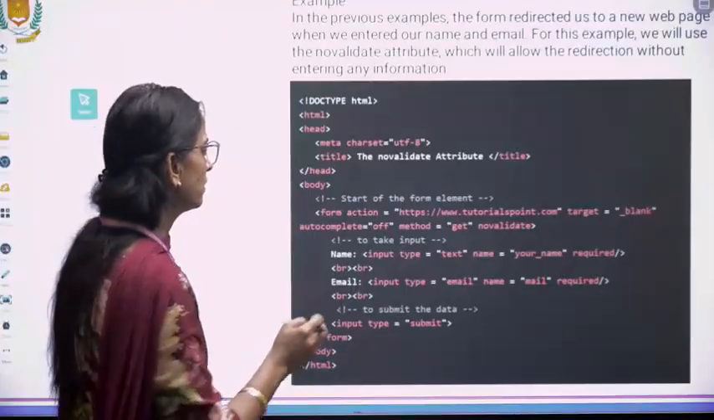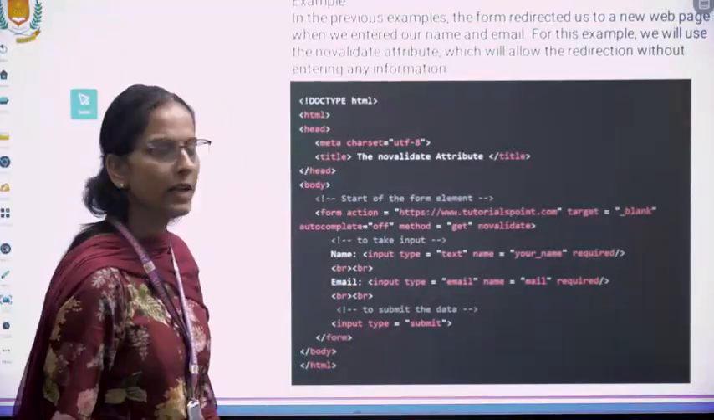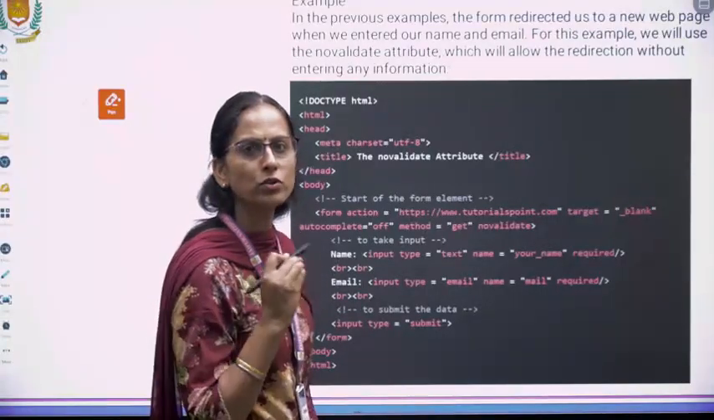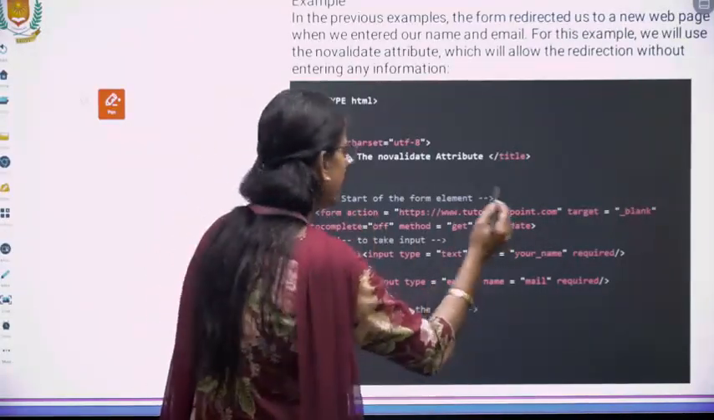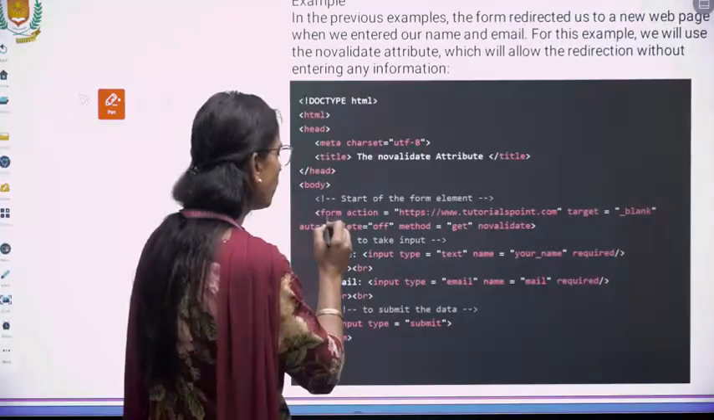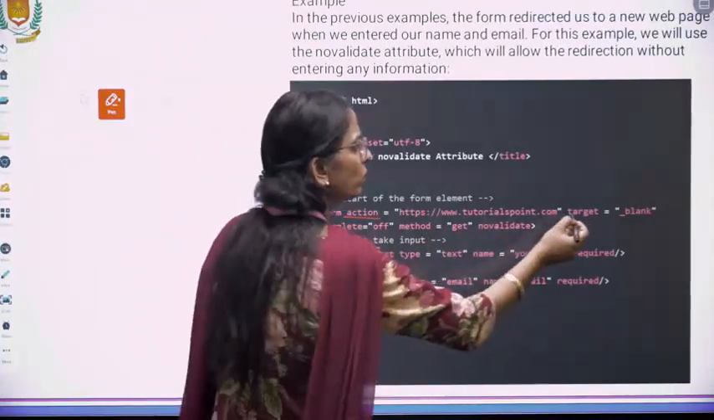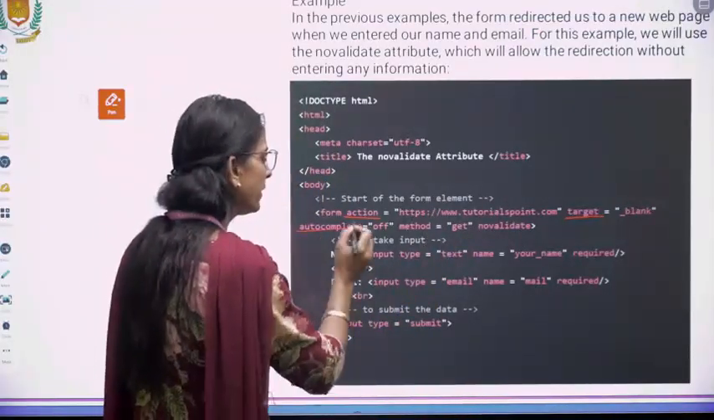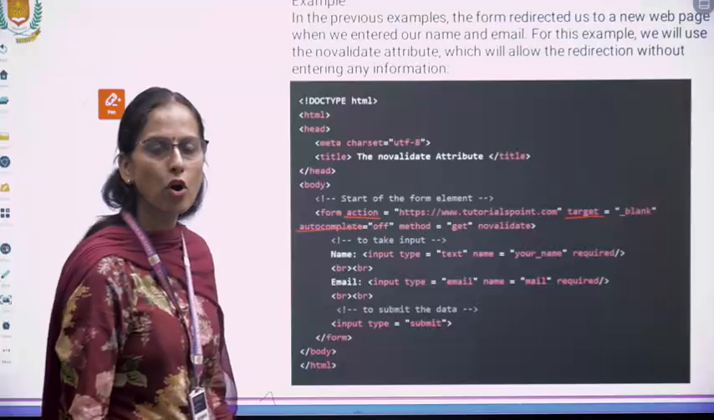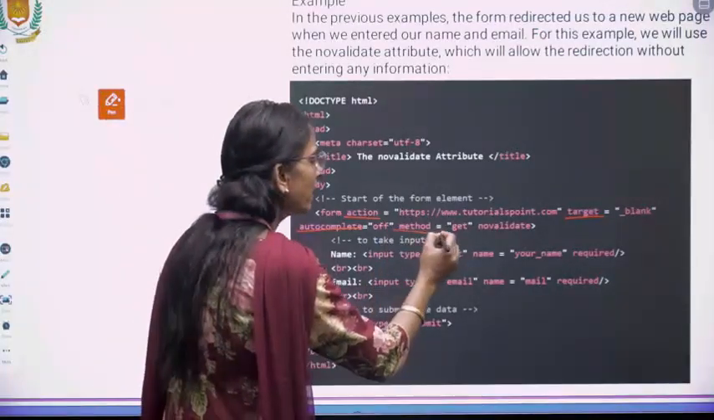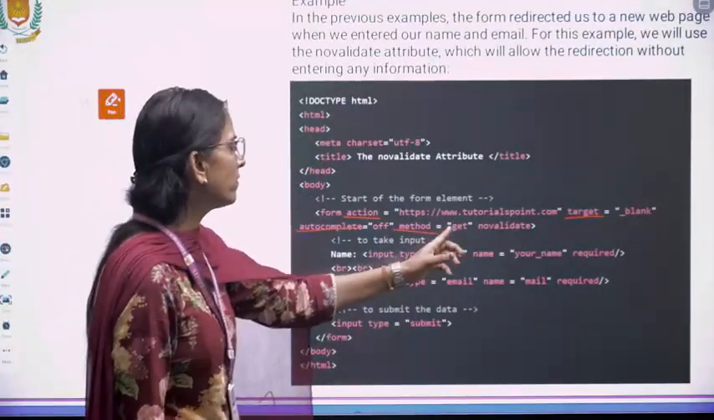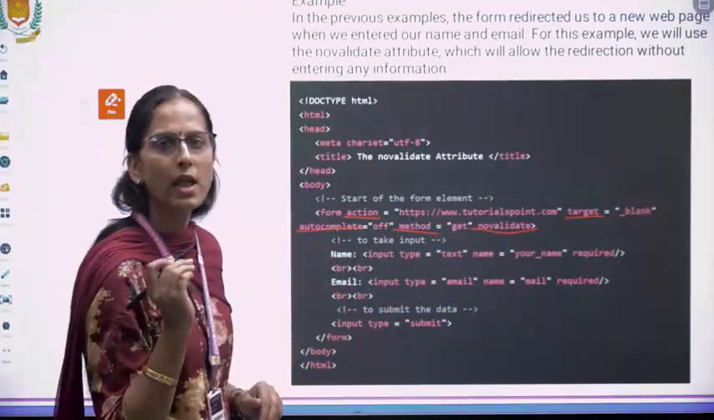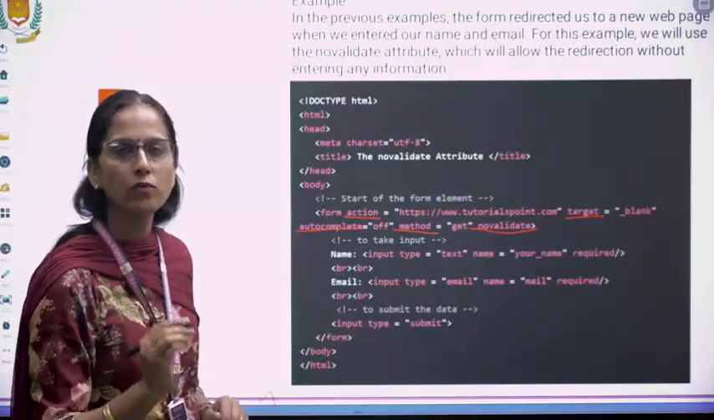Now how can you give the validation rule? As we are discussing the attributes, these attributes can be added with the action. First of all, form, then we have the action attribute, then we have given the target, blank target is there, autocomplete is given, autocomplete off, and then we have given the method. Method we have given get, and novalidate means there is no validation rule applicable in this particular form.